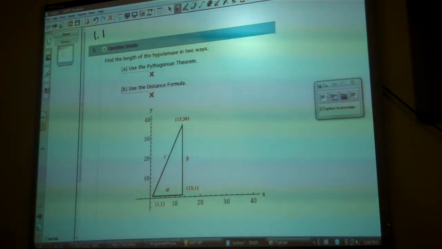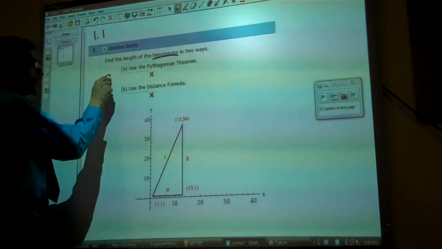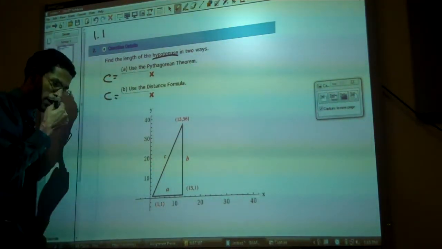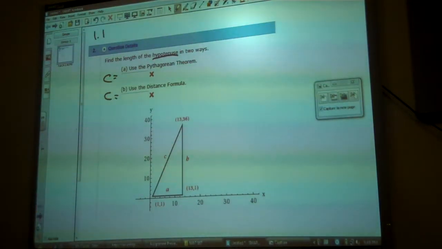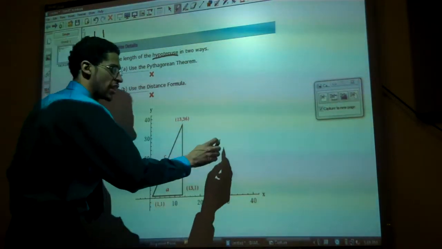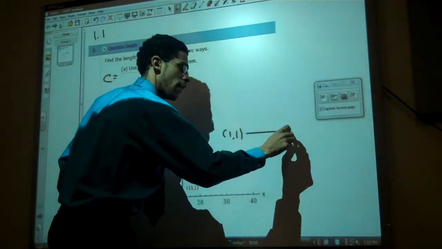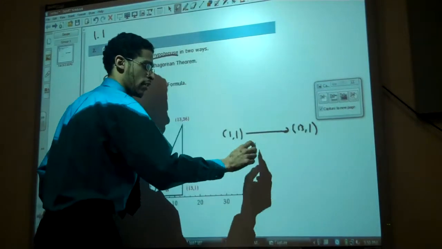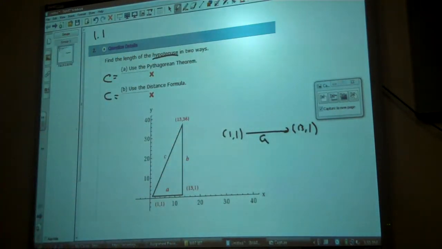Use the Pythagorean theorem. Find the length of the hypotenuse in 2 ways. They want C. Well, what's A and B? It looks deceptive the way they have this graph, but basically we go from 1, 1 to 13, 1. That's the length A. How long is that?